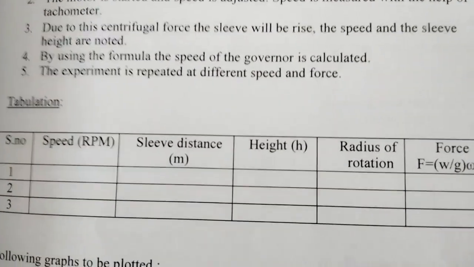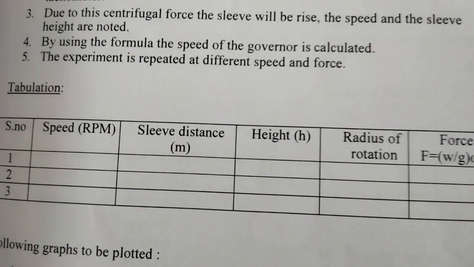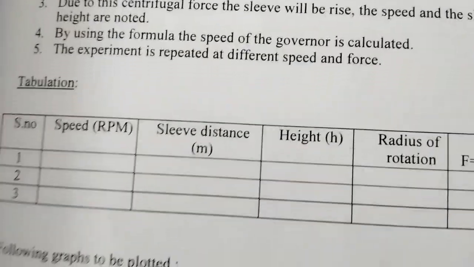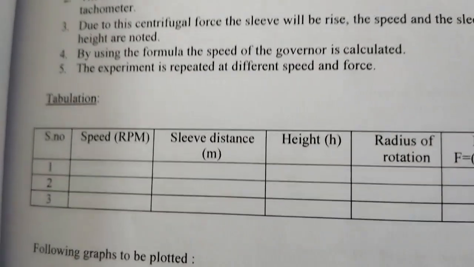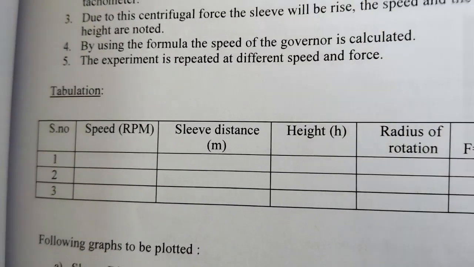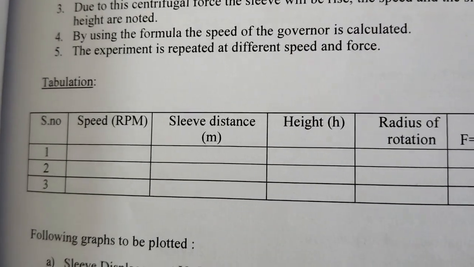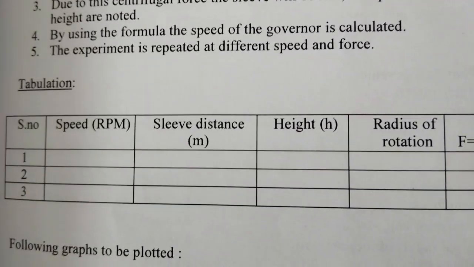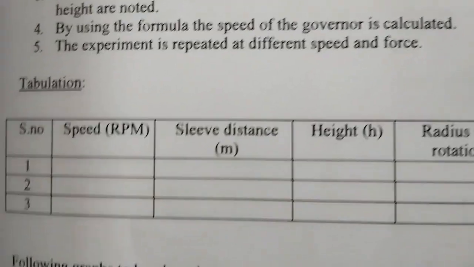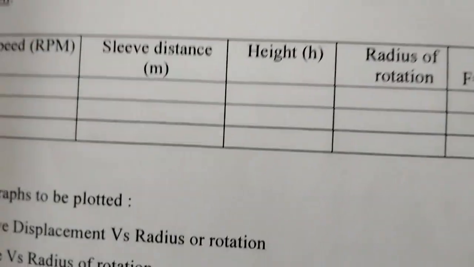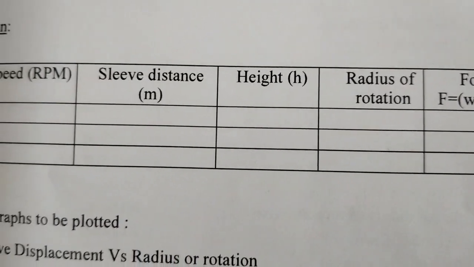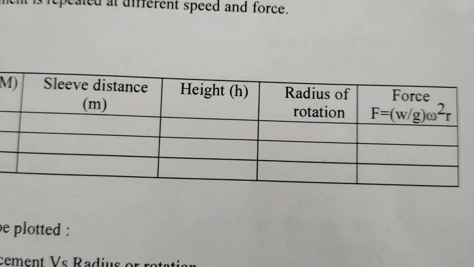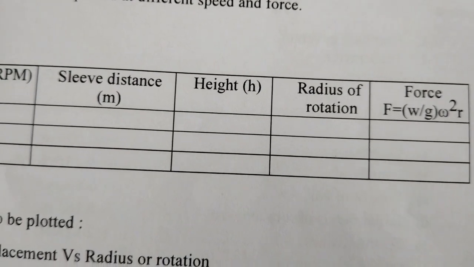Then the result. We also follow the graphs for sleeve displacement versus radius of rotation, force versus radius of rotation, and speed versus sleeve displacement. These 3 graphs we are going to follow. Result: at different motor speeds the sleeve lifts are noted, and the corresponding governor speed and sensitivity are calculated for the Porter governor. Thank you.